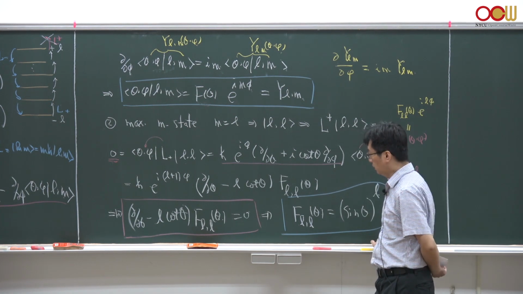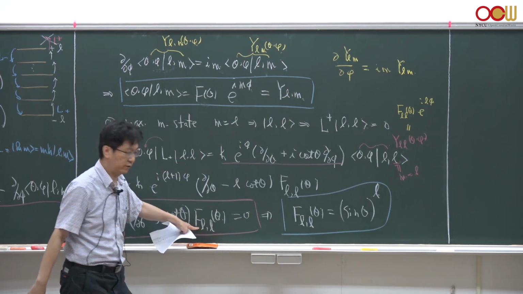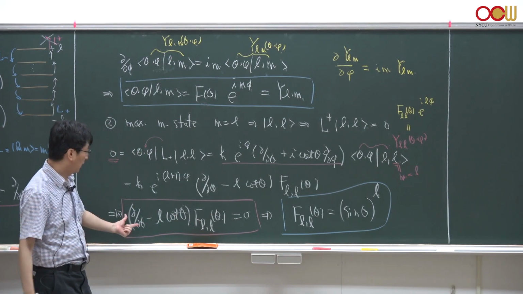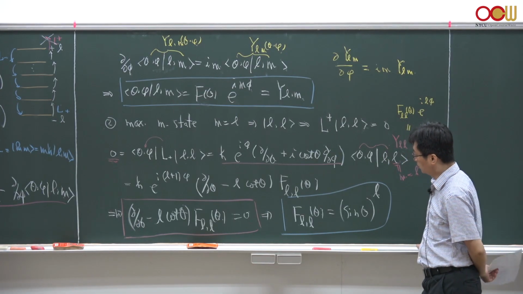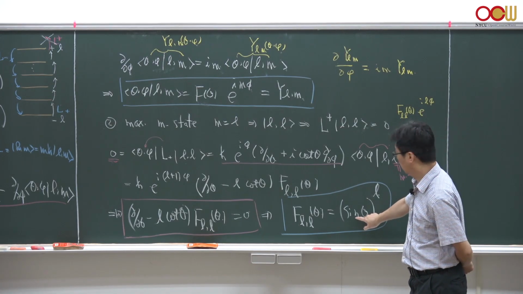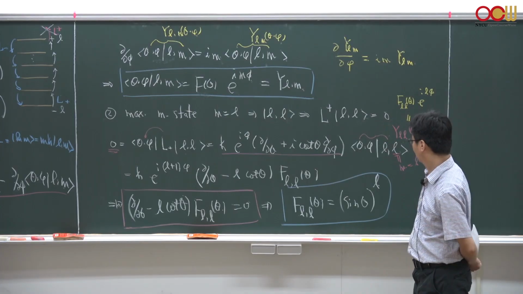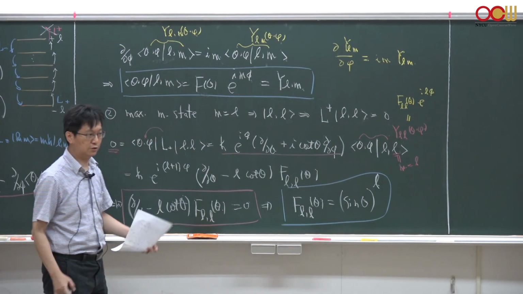d by d theta minus L times cotangent theta, everything multiplied by FLL, a function of theta, vanishes. This is also a very easy differential equation to solve, and the solution for FLL of theta is given by sine theta to the power of L. So if you plug in this solution, it actually satisfies this differential equation.